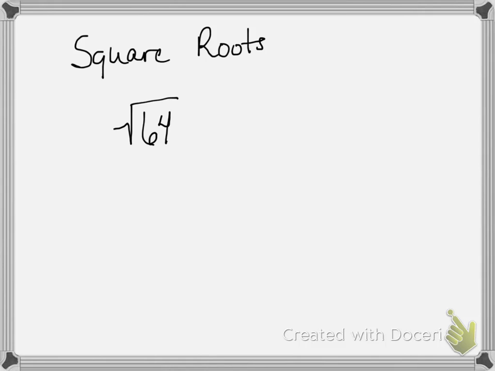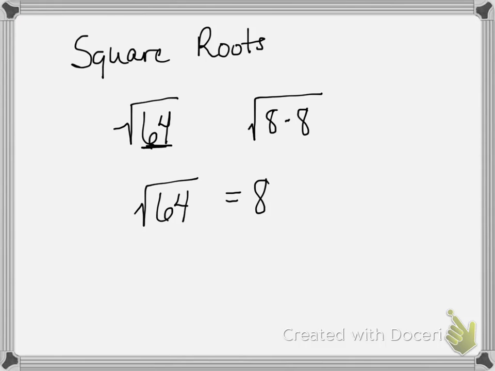For example, if you have 64, we know that 64 is the same as 8 times 8. So what I always ask myself is, what number can I multiply by itself to give me this number here under the square root symbol? And that would be 8. So the square root of 64 is equal to 8.